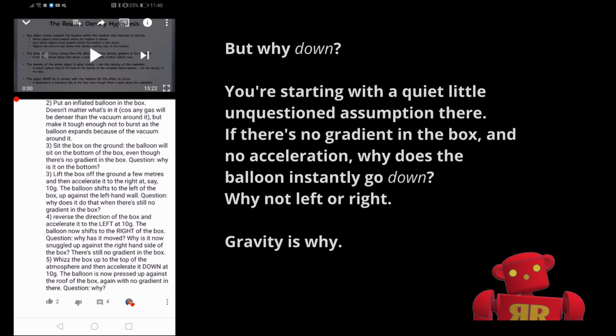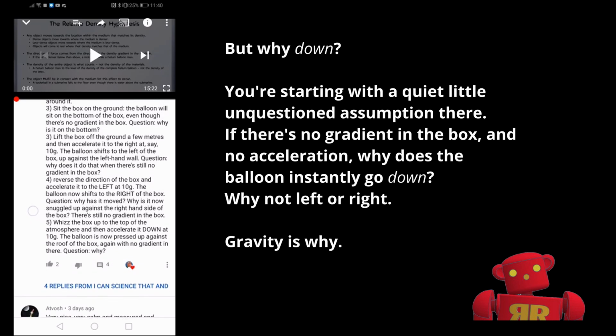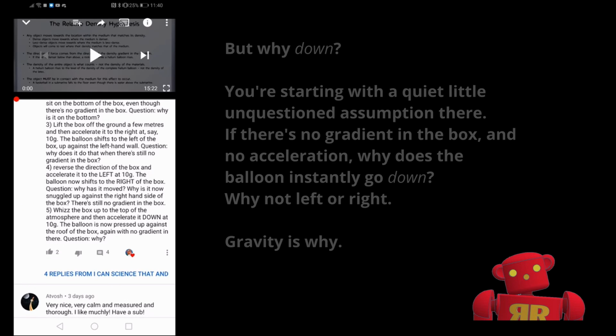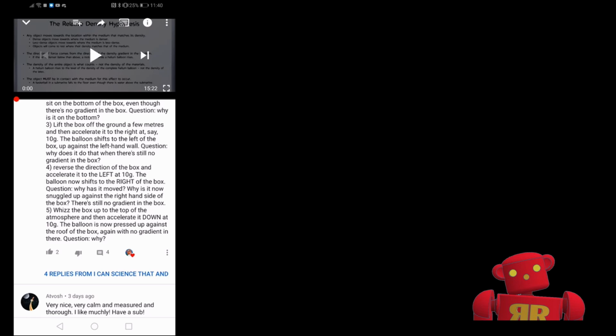Okay, 3. Sit the box on the ground. The balloon will sit at the bottom of the box, even though there's no gradient in the box. Question, why is it at the bottom? As you said above, everything is denser than a vacuum, so if it's denser than a vacuum, according to relative density, it will go down. So, okay, lift the box off the ground a few metres and then accelerate it to the right at, say, 10g. The balloon shifts to the left, up against the left-hand wall.